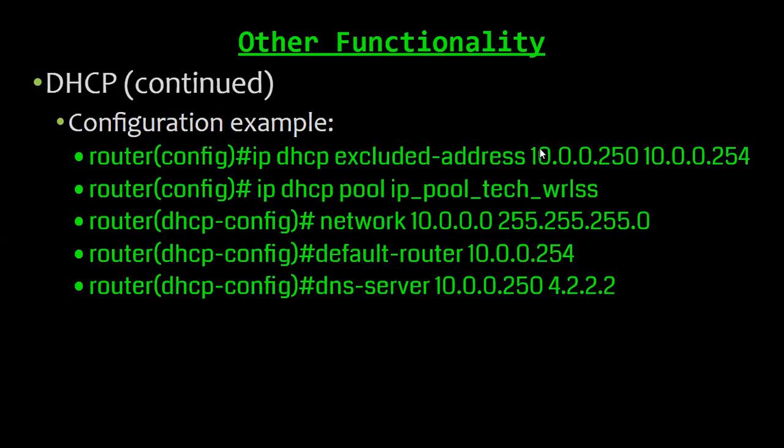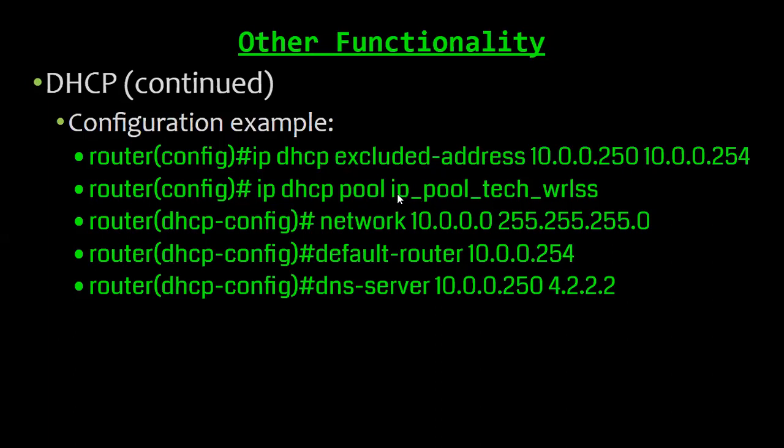So I've set up this exclude. I told the router no matter what, never hand out the IPs 250 to 254. Once I set that up, now that I've done best practice and set up my exclude first, I can set up the pool.